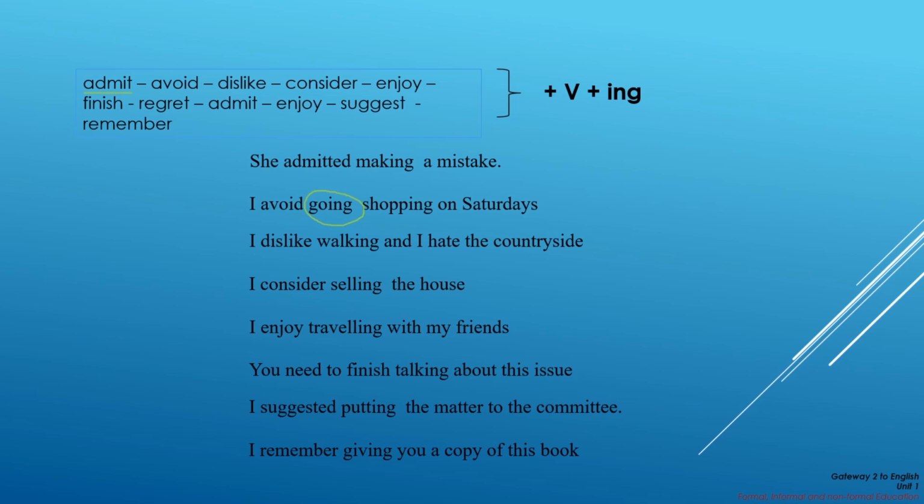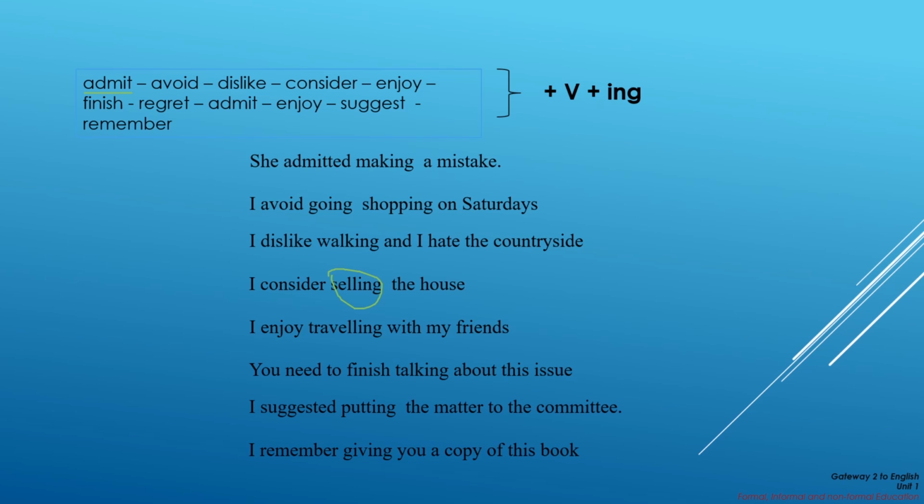I avoid going shopping on Saturdays. So the gerund is going. I avoid what? It's like we answered this question. I avoid going shopping on Saturdays. The verb dislike. I dislike walking and I hate the countryside. I dislike walking, so I dislike what? So the gerund here, walking, functions as the object of the verb dislike.